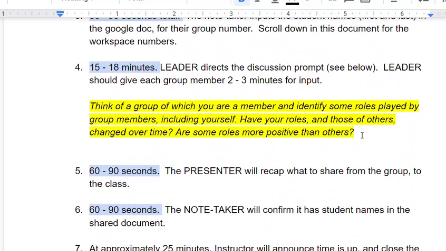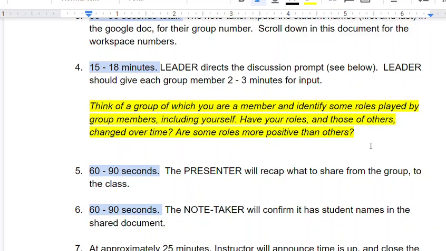And the question that we'll be discussing today is, think of a group of which you are a member of and identify some roles played by group members, including yourself. So whether it's a work group, a volunteer group, maybe it's a fun group, maybe it's your book club, or a school group. So think of a group which you are a member of and identify some roles played by group members, including yourself. Have your roles and those of others changed over time? Are some roles more positive than others?